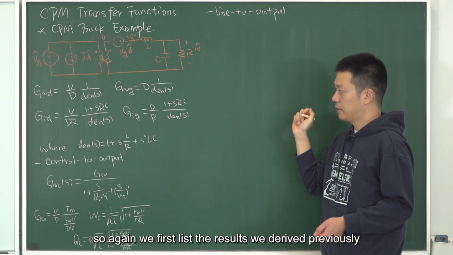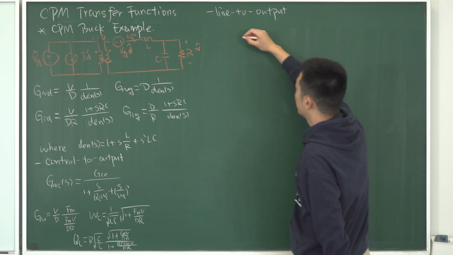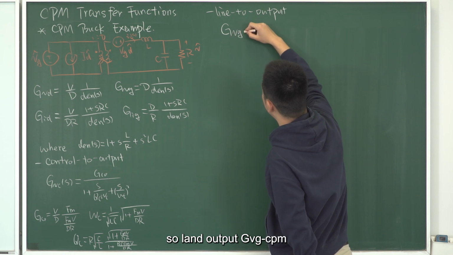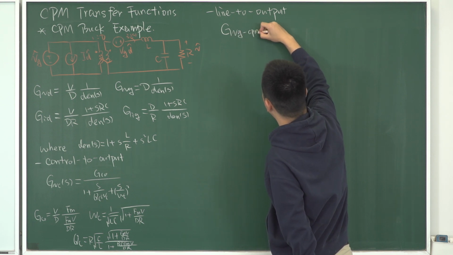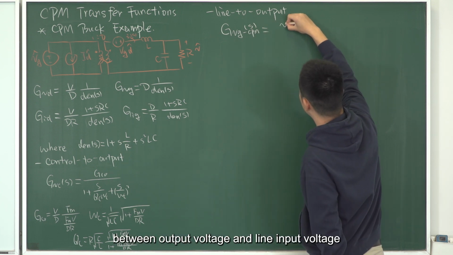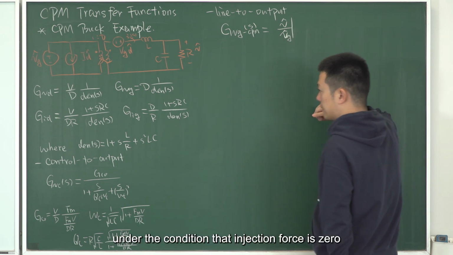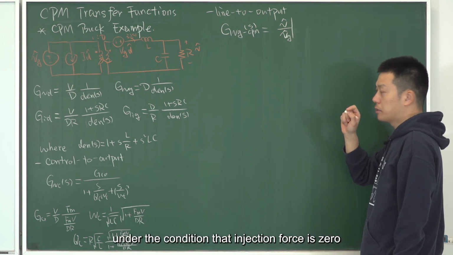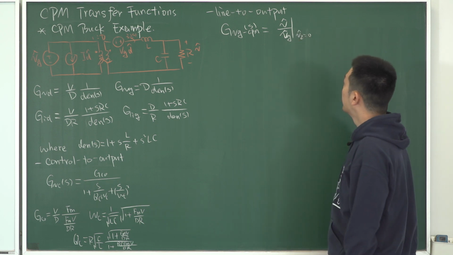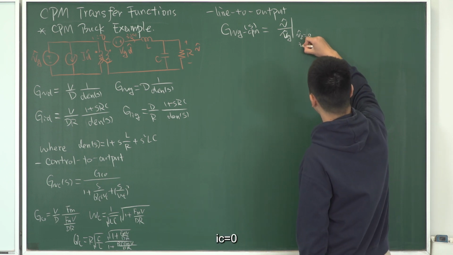So again, we first list the results we derived previously. Line to output GVG CPM is equal to the ratio between output voltage and the line input voltage, small signal, under the condition that injection source VZ equals 0, and meanwhile the controlling signal IC cap is 0.